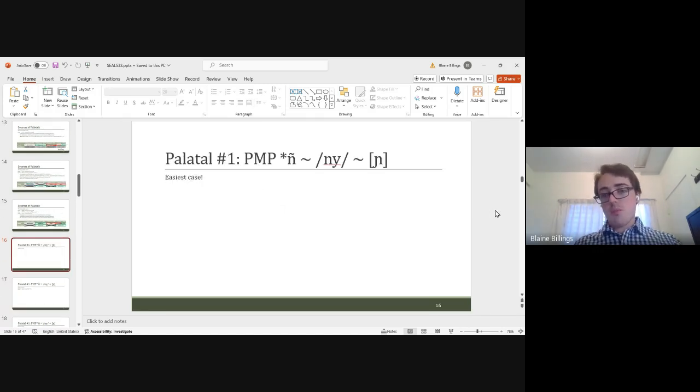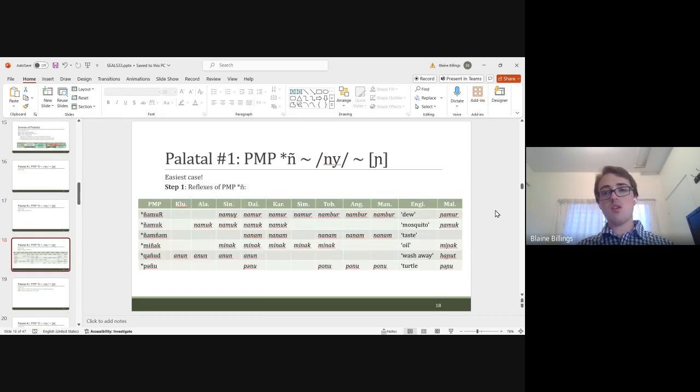So starting off with the palatal nasal, this is the easiest case for the Batak languages. Step one is to look at the reflexes of PMP palatal nasal. And you don't really have to look over all this data here, but basically all the center columns demonstrate that the palatal nasal from PMP merged with the alveolar nasal in Proto Batak. And this stands in contrast to all the neighboring Malaic languages, which retained palatals. So you can see here, Nyamur was retained as Nyamur, but it became Namur in the Batak languages.